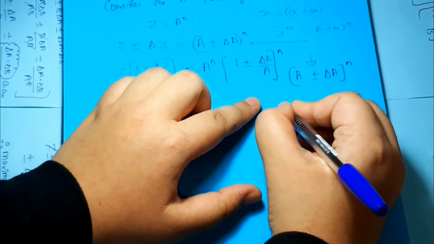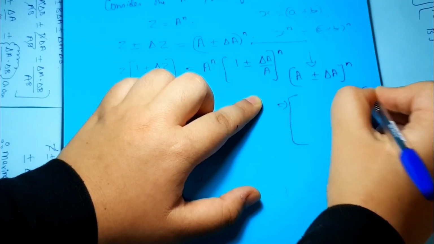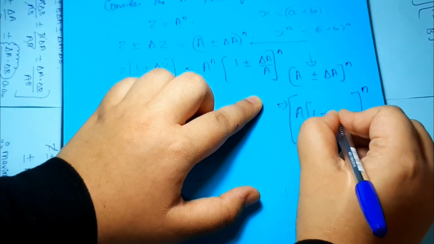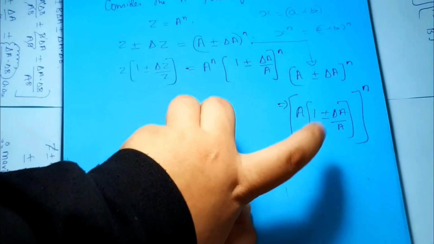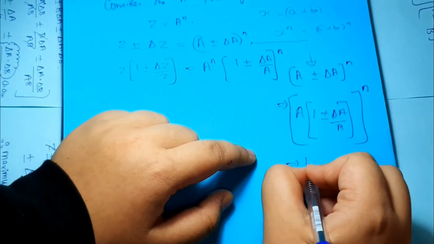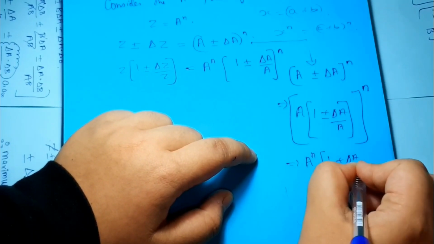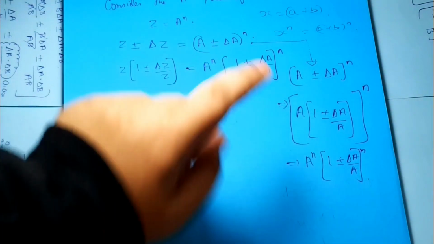Can I write this also in a very big bracket like this way? I have n over here. I take out the a from inside to give me 1 plus and minus delta a by a. Makes sense so far? Clear? This is what we have done actually. So when I just open this up, I can write this as a raised to n into 1 plus and minus delta a by a, whole raised to n. And that's how we arrived at this conclusion.